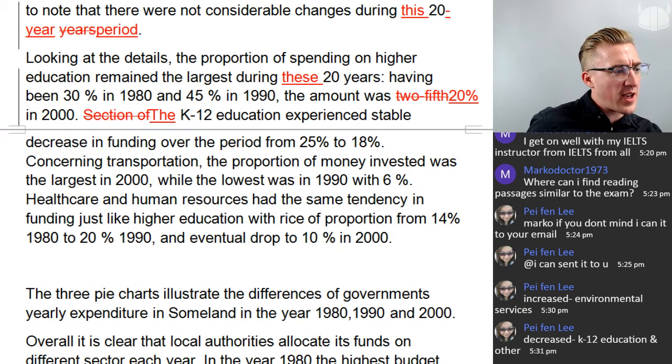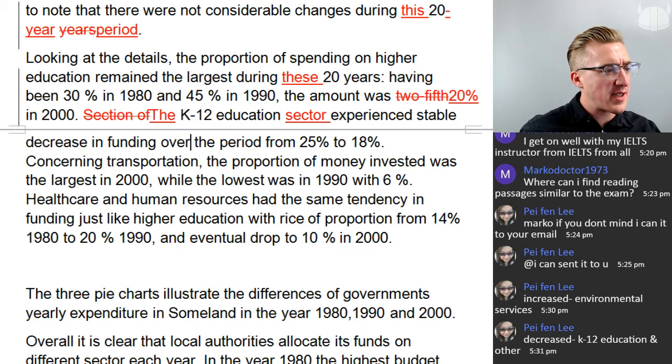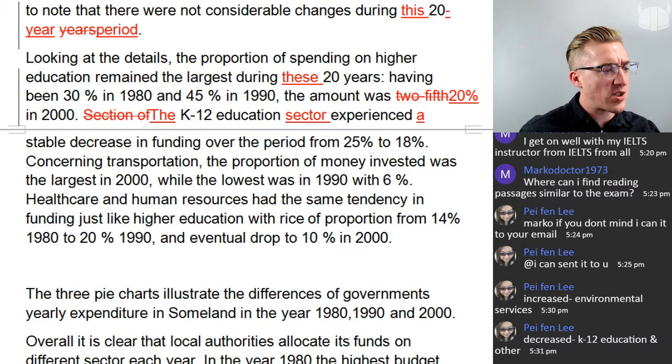The K through 12 education sector experienced stable decrease in funding over the period from 25% to 18%. I would put a comma here. Concerning transportation, the proportion of money invested was the largest in 2000, while the lowest was in 1990 with 6%. Healthcare and human resources had the same tendency in funding.